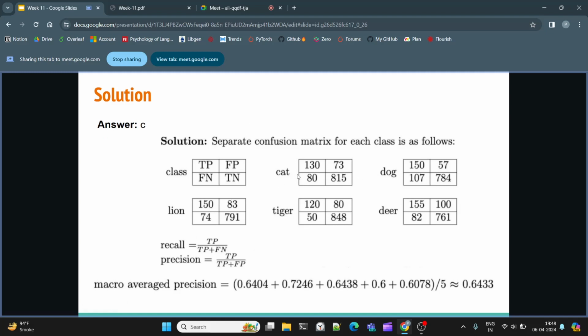We have 5 classes: cat, dog, lion, deer, tiger. For each of the classes, you repeat this. Once this is done, we need to go by the formula of recall and precision.